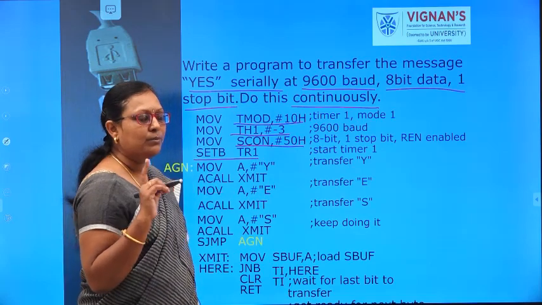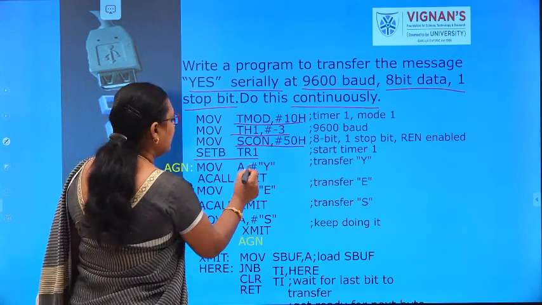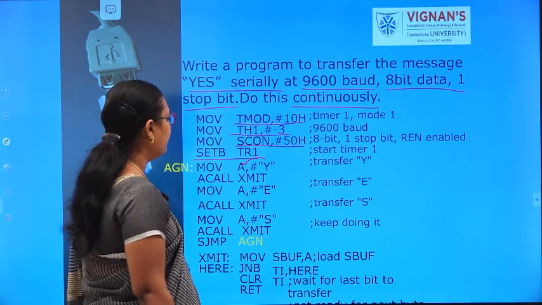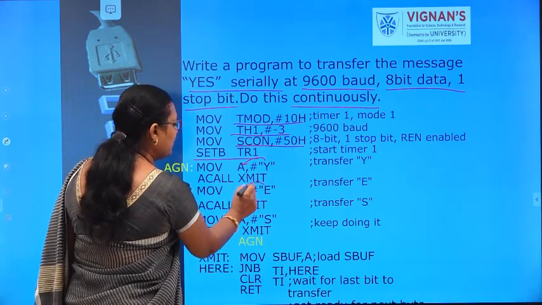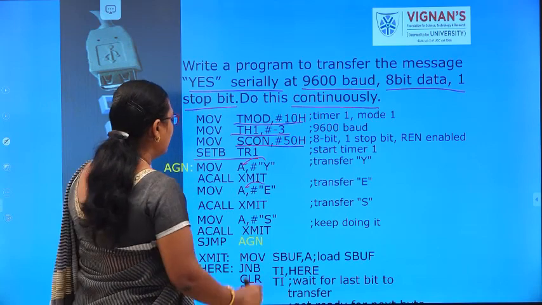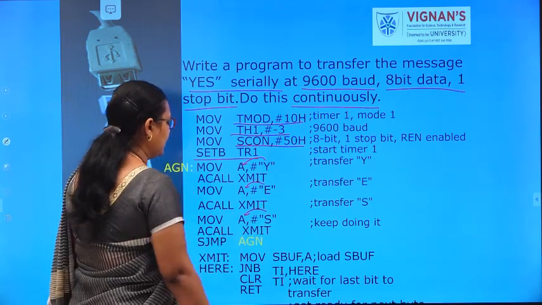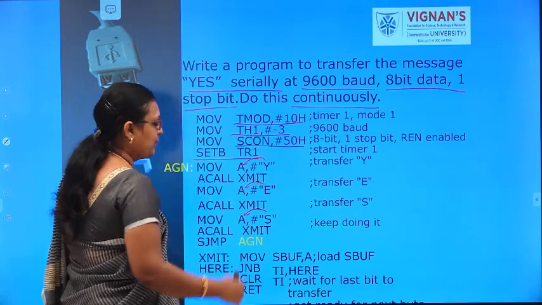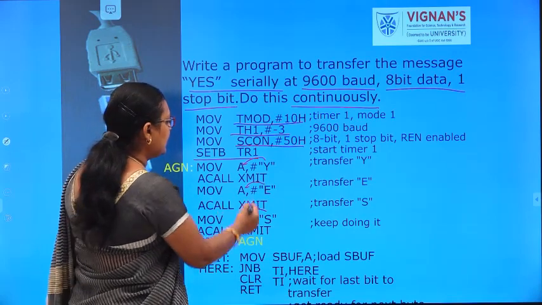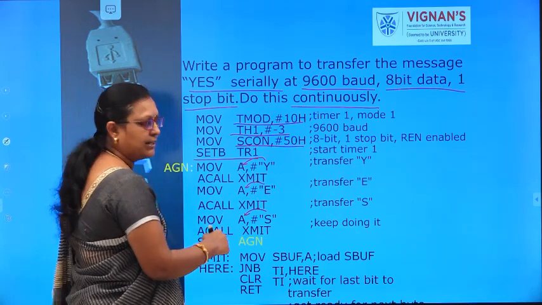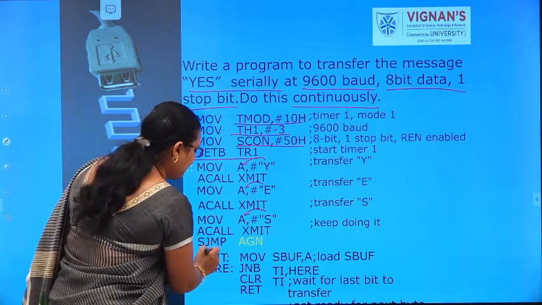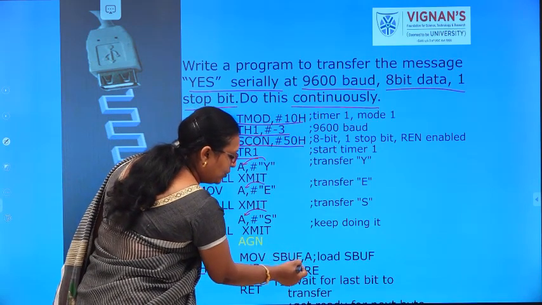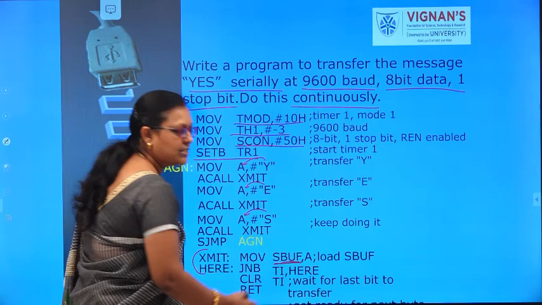Now you are going to move the first character, which is nothing but Y, into the accumulator, and then E into the accumulator, and again S into the accumulator. So one by one you are transferring the characters to the accumulator. After transferring all these characters to the accumulator, this is the subroutine program. From this accumulator, the value will be loaded into the SBUF register.